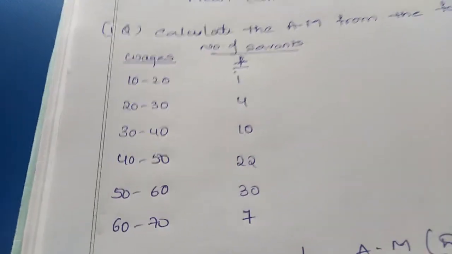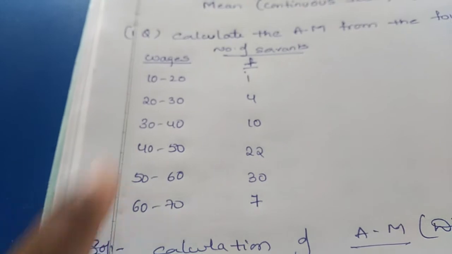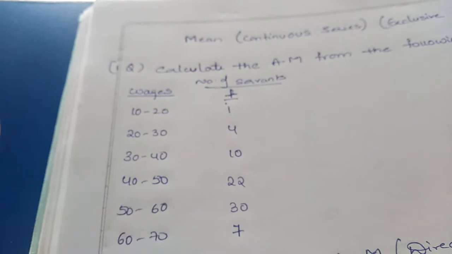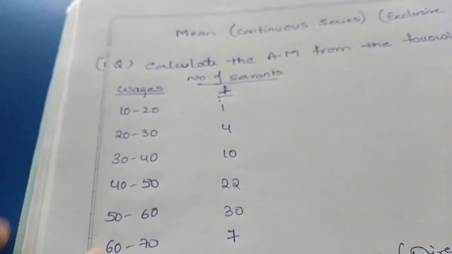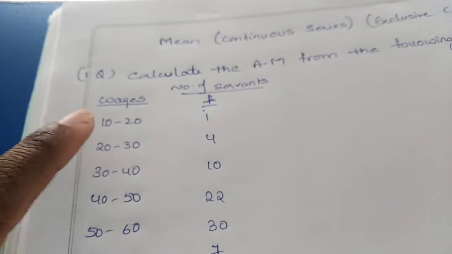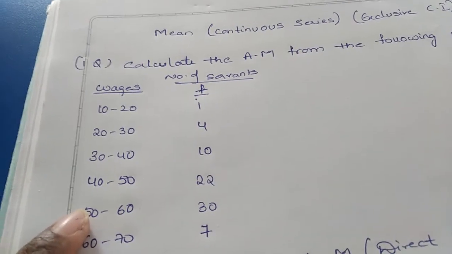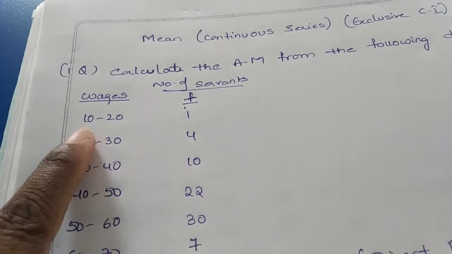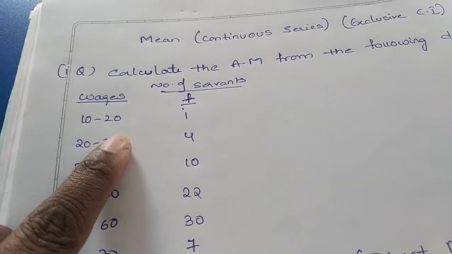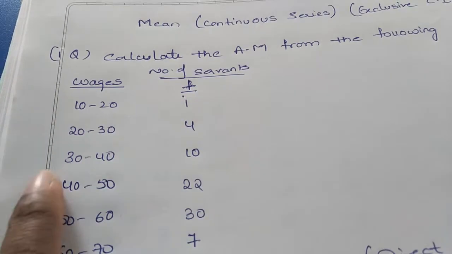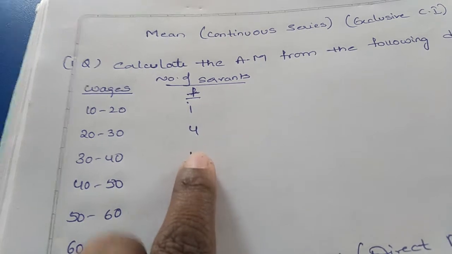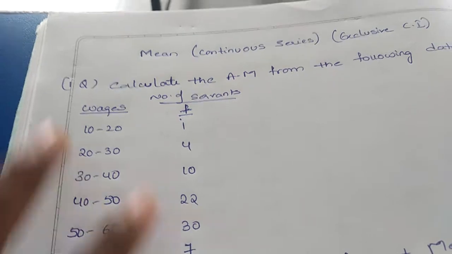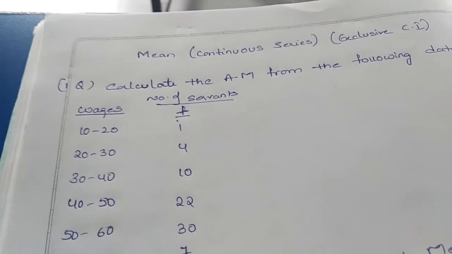Exclusive class intervals means the class intervals will be given directly like this: 10 to 20, 20 to 30, 30 to 40, 40 to 50, 50 to 60, 60 to 70, or 0 to 10, 10 to 20, in that way. By seeing this we can say it is a normal continuous series. Frequency is the number of servants. Between 10 to 20 wages, how many servants are there? 1. Between 20 to 30? 4. Between 30 to 40? 10. In that way he has given the information.